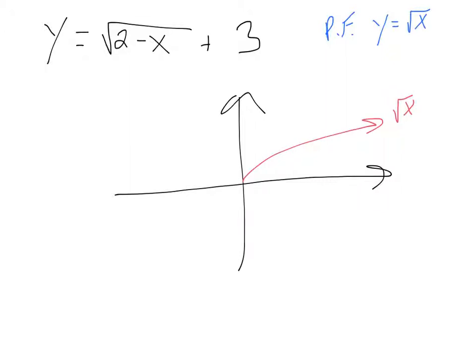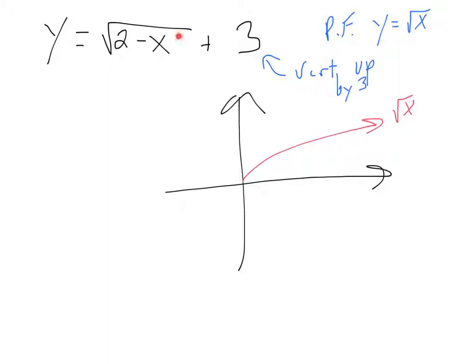Now, let's try and identify what transformations are being done here. Well, what's the 3 on the outside here doing? What's that 3 doing? Vertical translation. Up, right? By 3. So we're going to push it up by 3.